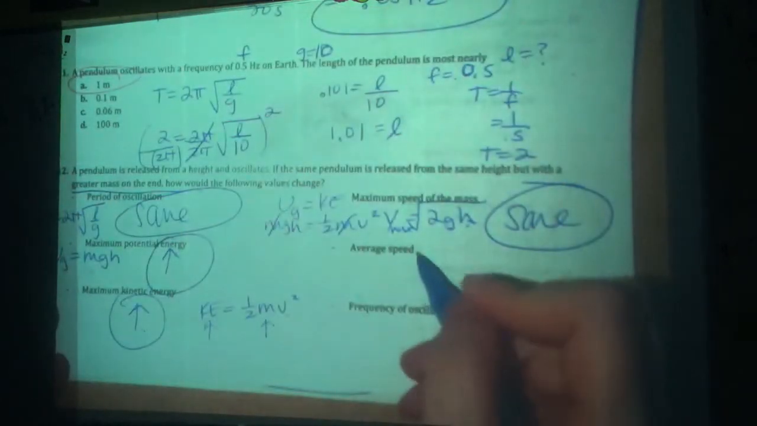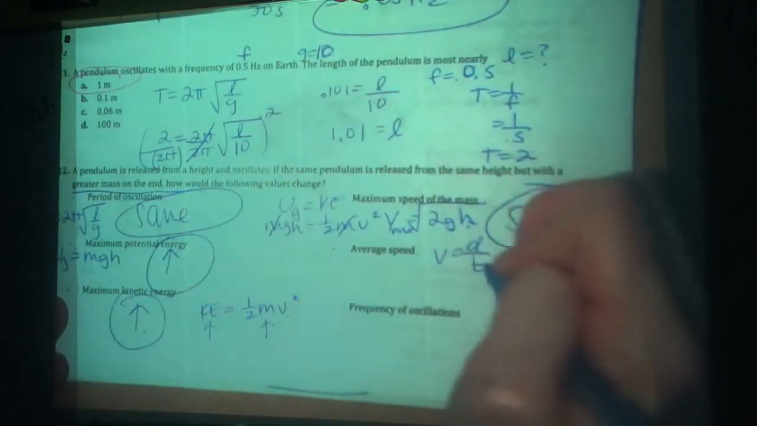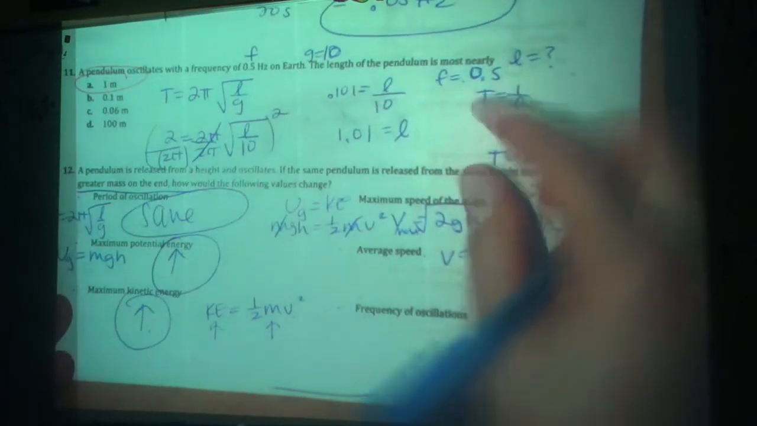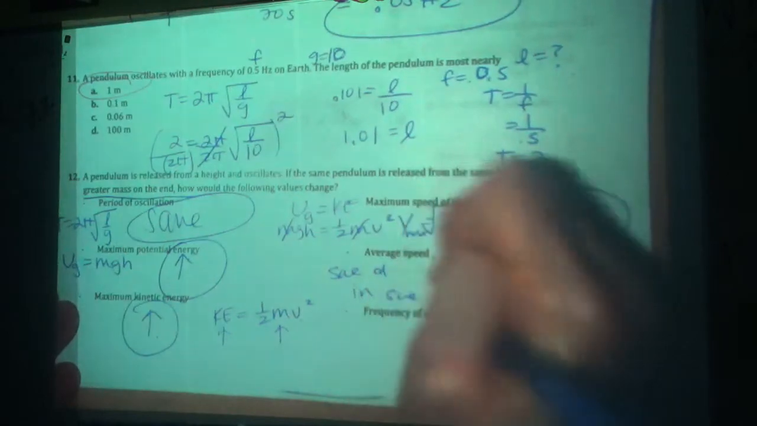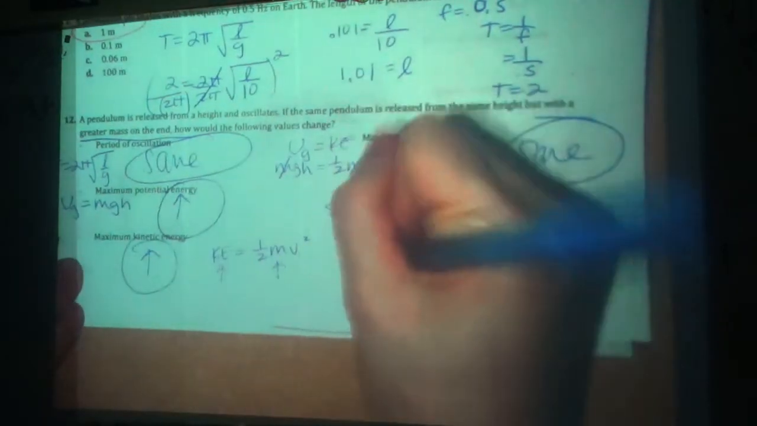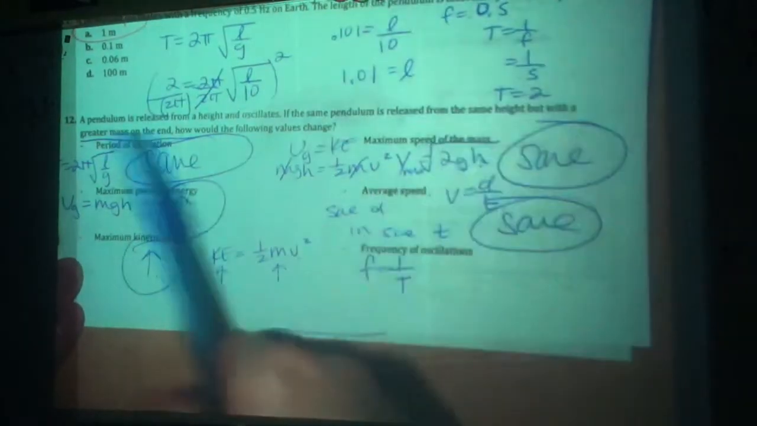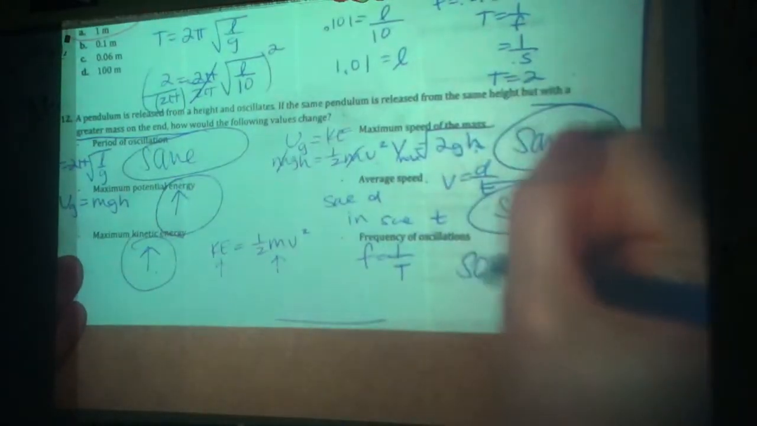On average speed, that's just distance over time. Well, changing the mass but releasing from the same height is going to travel the same distance, right? The same height and back again, and it's going to take the same amount of time. So if you do the same distance in the same amount of time, then you get the same average speed. Sorry, this probably doesn't look like words, but you can hear me. And then frequency. Frequency is 1 over period. So if I keep the same period, I keep the same frequency.